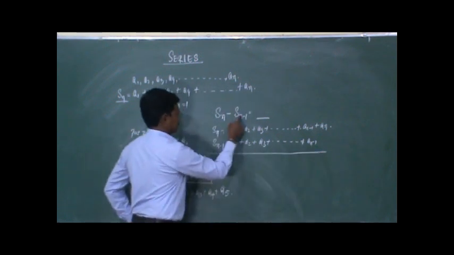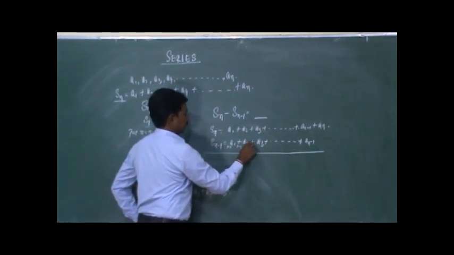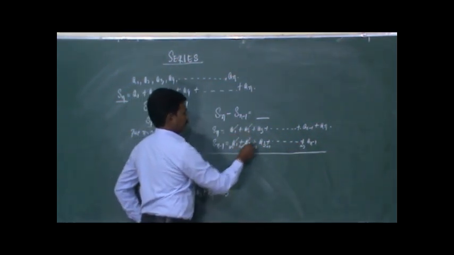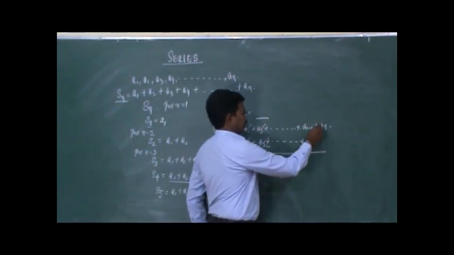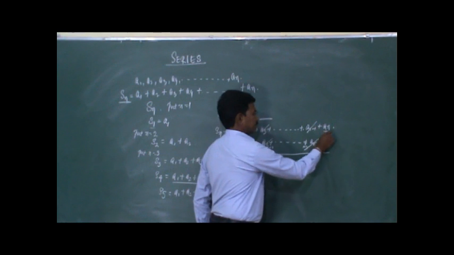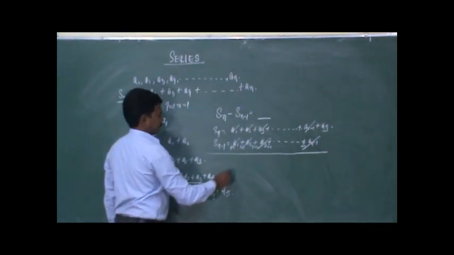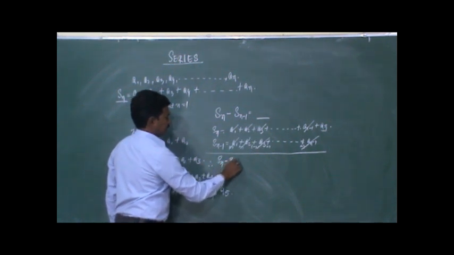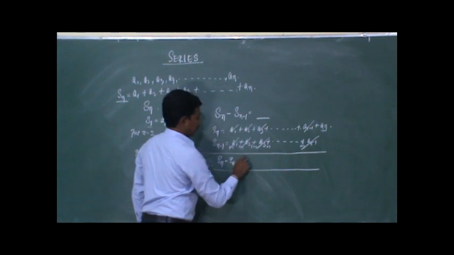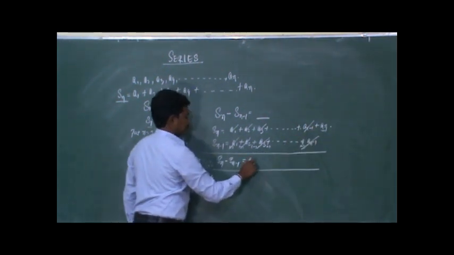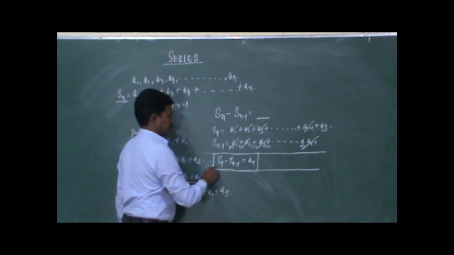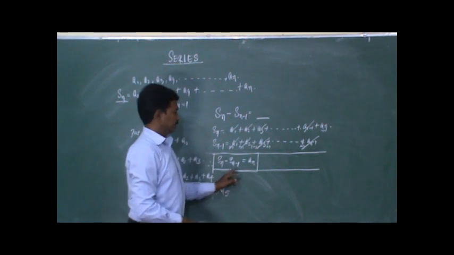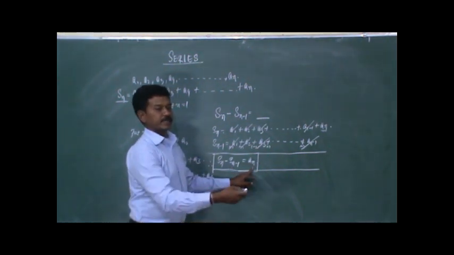I subtract, so the sign changes for all the terms. So A1 cancels, A2 cancels, A3 cancels, An minus 1 cancels. So what is the thing left out? Therefore Sn minus Sn minus 1 is equal to what? An. So this is the result: Sn minus Sn minus 1 is the last term of that sequence.